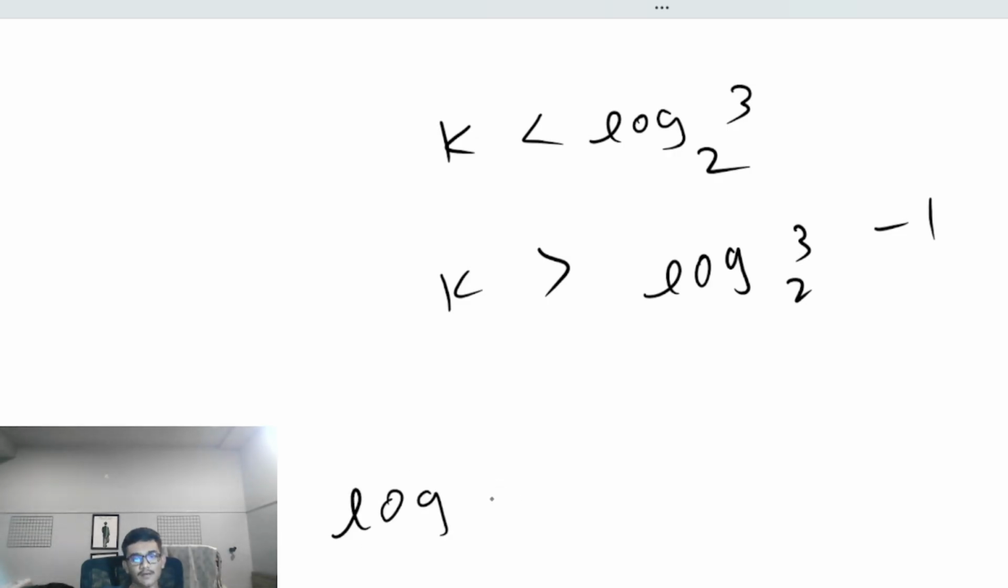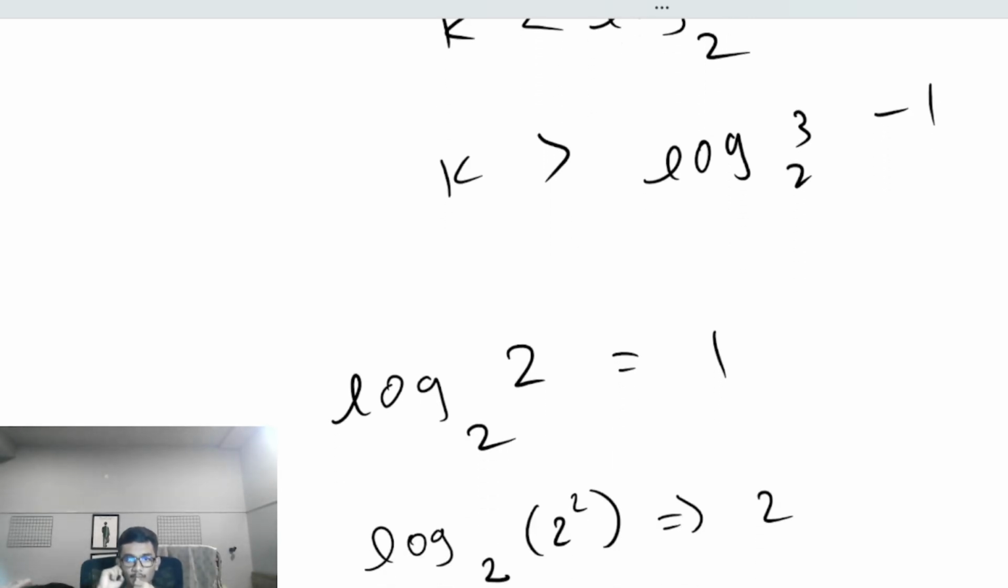I can write one thing, log 2 to the base 2 is equal to 1, right? And log 2 square to the base 2 is how much? It is equal to 2. Now this thing is equal to 4, right? So log 3 to the base 2, don't you think that it should lie between 2 and 1? It is obvious, right? So log 3 to the base 2 will lie between 2 and 1.